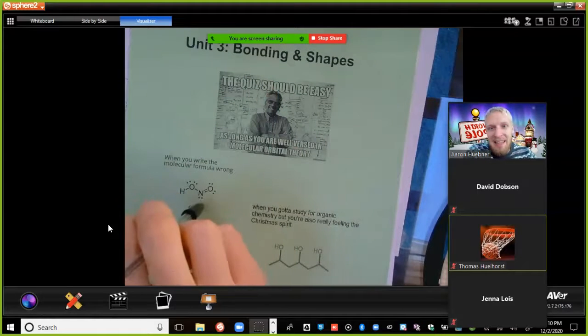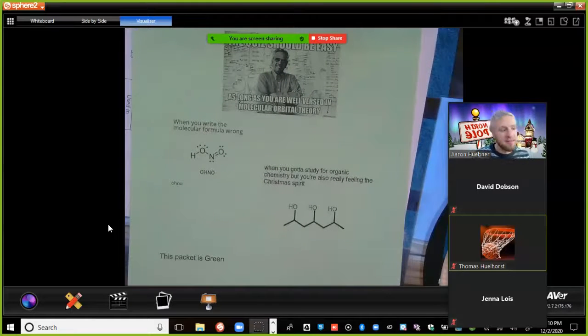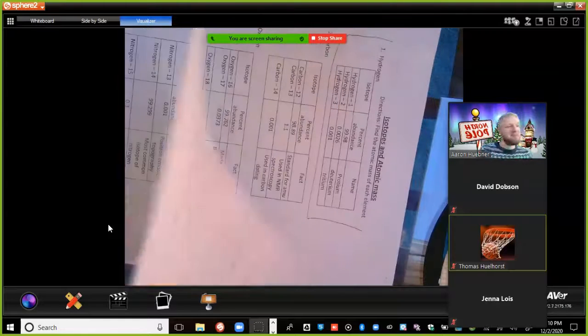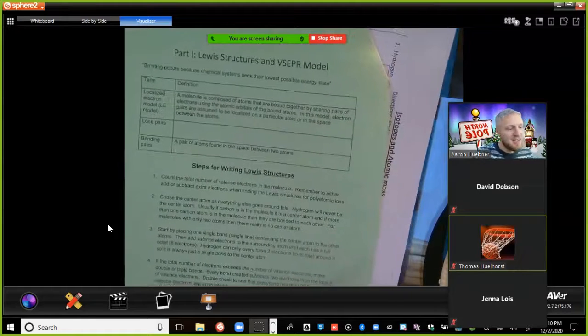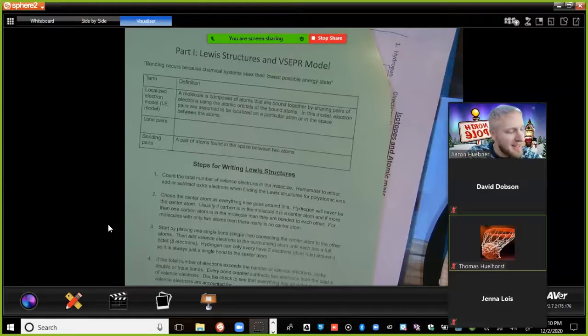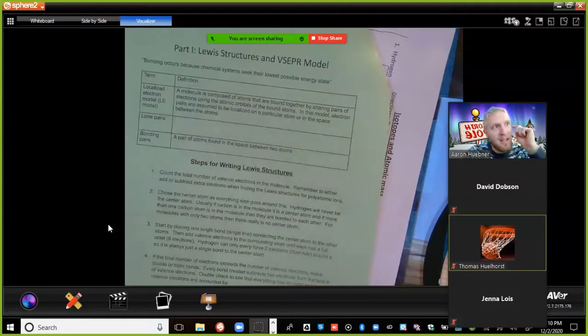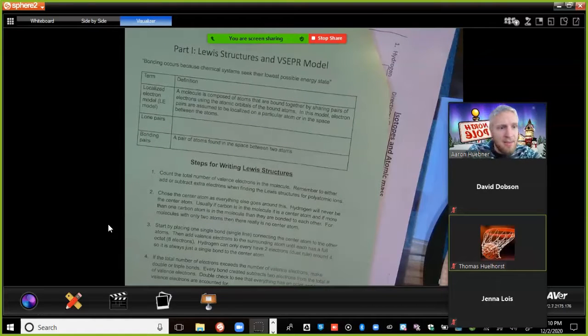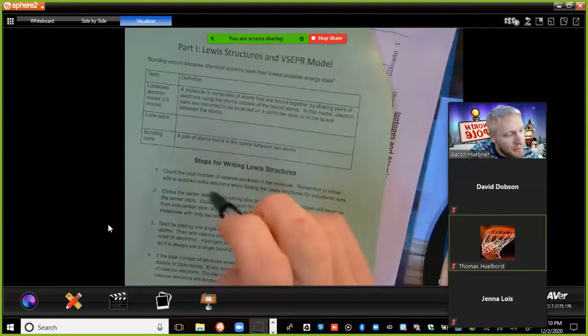What we're going to be doing today is bonding and shapes. We're in the packet, the green one, and this is part one of three sections. We've got a bunch of words here, and we're going to walk through this by doing a lot of examples. First off, we're looking at the shapes of molecules in three dimensions. I've got a simulation for the virtual option, and for face-to-face, we've got some fun little molecule linking devices that we'll be able to use.